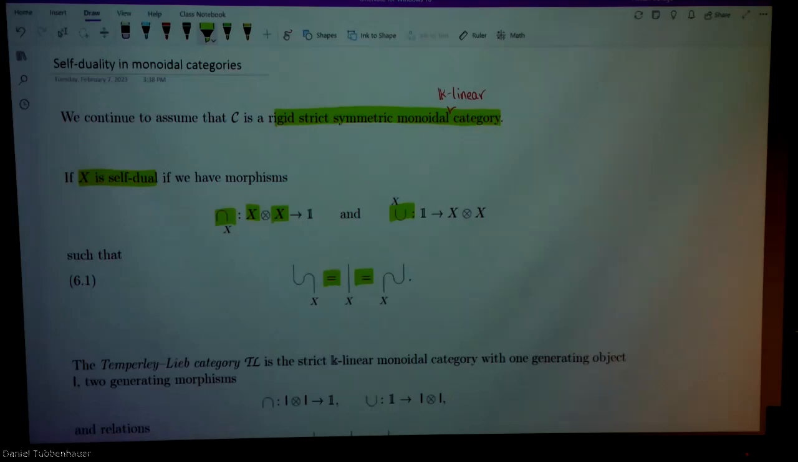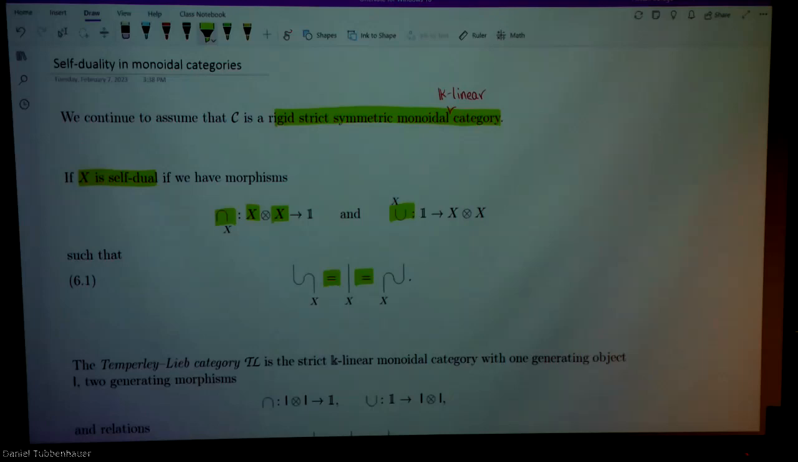And so this has the expected universal property. The specialized version, for instance, is the free monoidal category on a self-dual object of categorical dimension d. Okay, so any monoidal category that has a self-dual object of categorical dimension d will admit a functor from this Temperley-Lieb category.